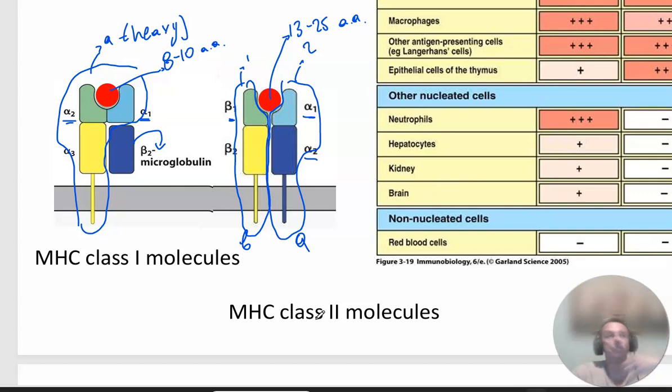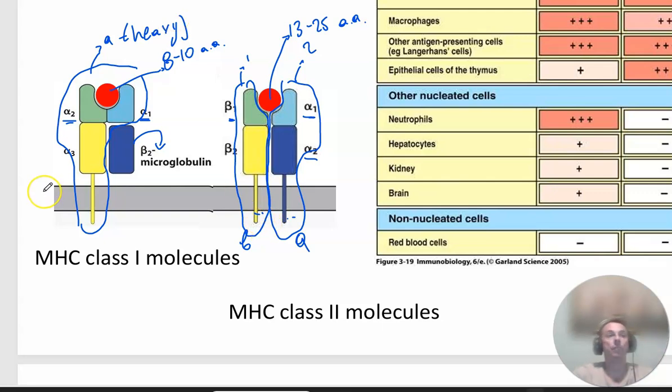The beta 2 domain of the beta chain of the MHC class 2 is part of one of the two chains, alpha and beta, that form the MHC class 2 molecules. As you see, it's an integral membrane protein encoded by MHC class 2 genes.